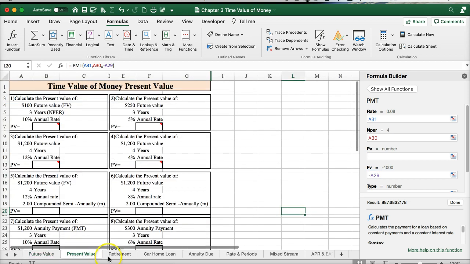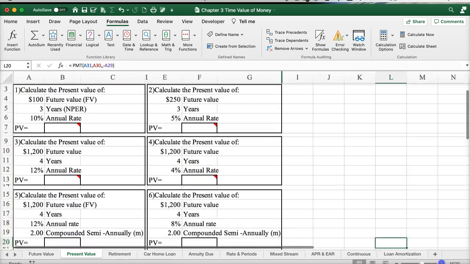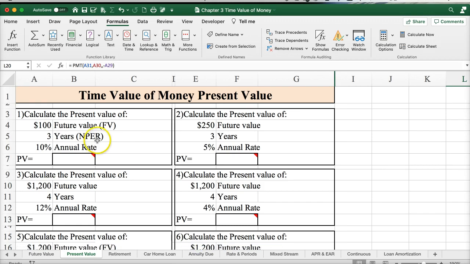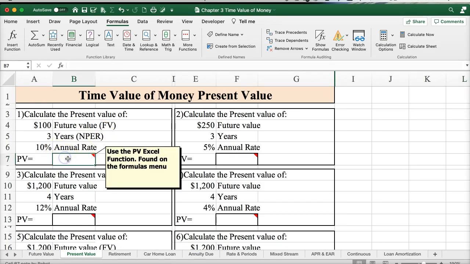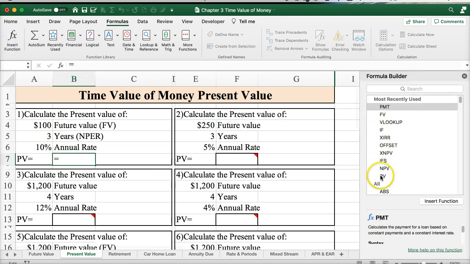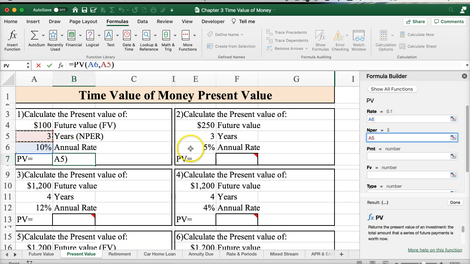Now let's switch over to the present value. So here in present value, make this bigger. Okay. Again, present value is the opposite of future value. So when we calculate it, we're going to use the PV, or the present value function. The rate, of course, is the rate. The nper, since it's annual, would be the same as the years. And then we'd put in the future value.